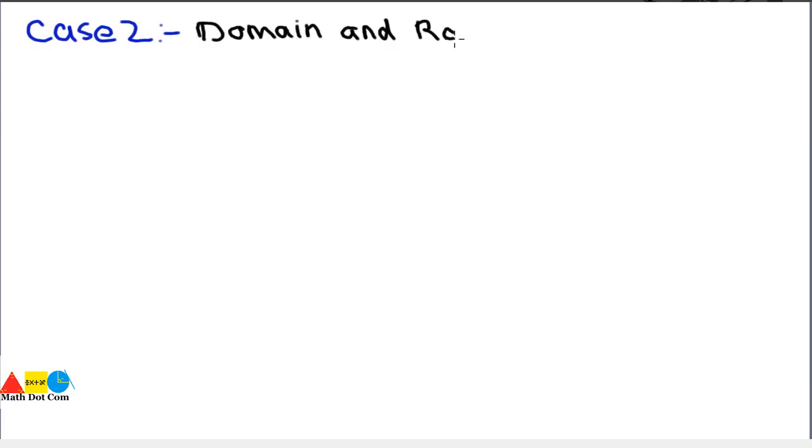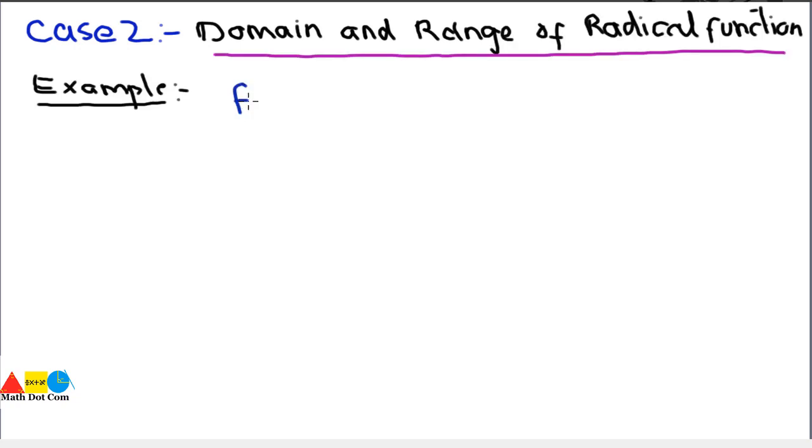Now we move towards case 2. Case 2 is the domain and range of radical functions, in which you have a radical sign. So we'll start with an example. The function is f of x equals the square root of x square minus 9. So we have to find its domain and range.